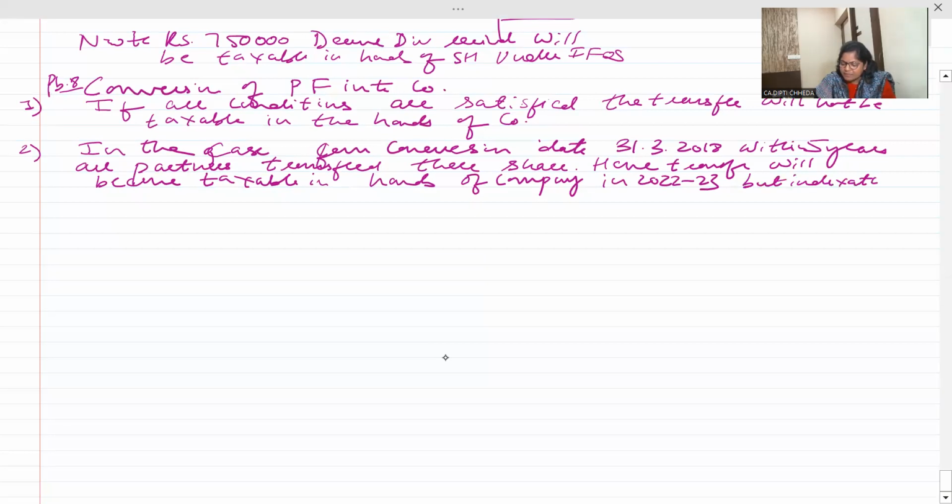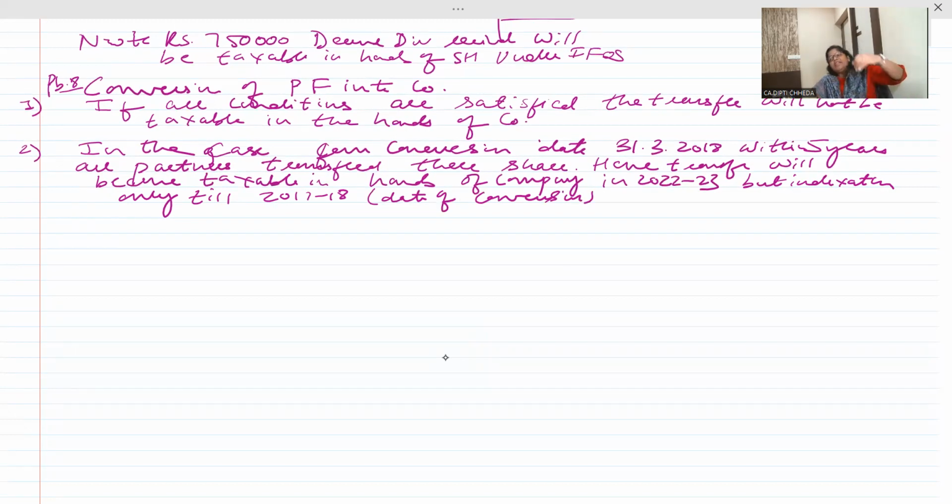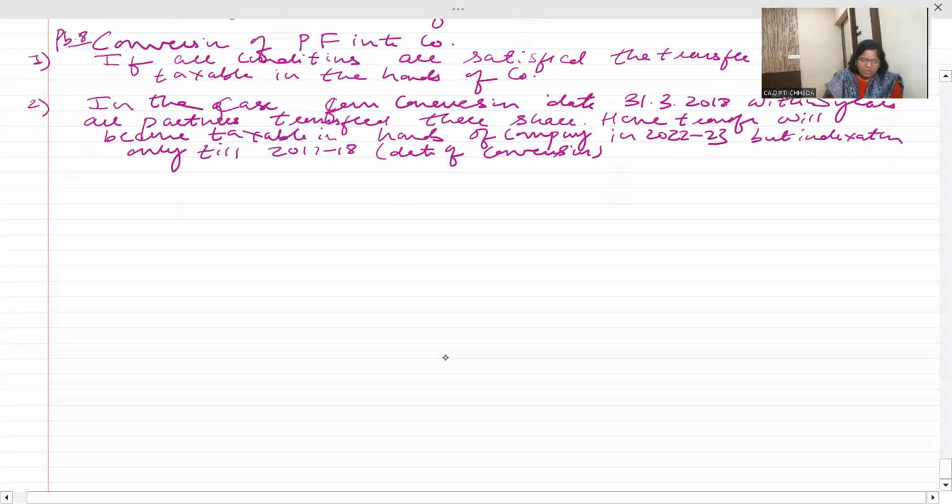indexation only till 2017-18. Why? That is the date of conversion. The day conversion happened, the asset went, no index after that. You know, my property is compulsorily acquired by government in 2018, but I got money in 22. I am paying capital gain in 22, but index will be allowed only till 18. Over and out. So this will be taxable for the company.